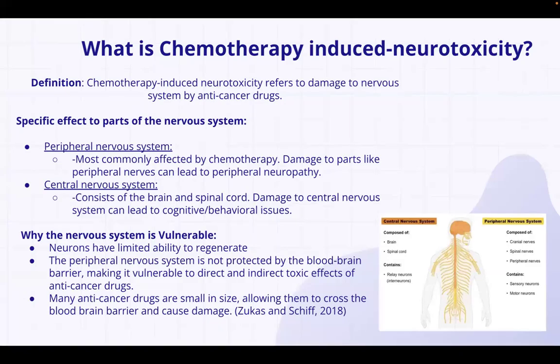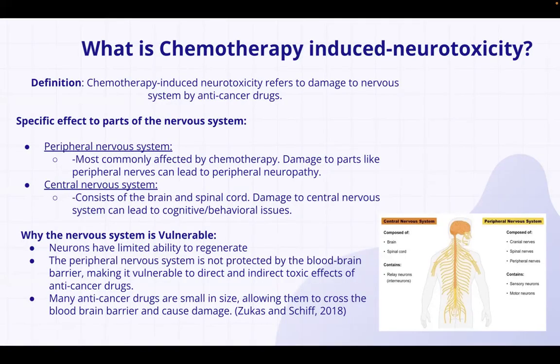So, in terms of the peripheral nervous system, this is the part of the nervous system that is most commonly affected by chemotherapy. And chemotherapy's damage to parts like peripheral nerves can lead to peripheral neuropathy. In terms of the central nervous system, damage to this part of the nervous system can lead to cognitive and behavioral issues, as can be expected, because the central nervous system encompasses the brain, where all of our cognitive processes take place.